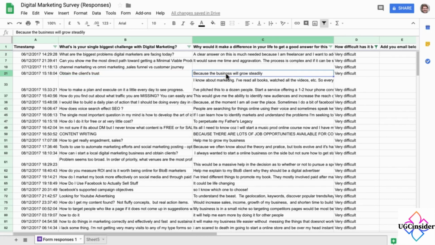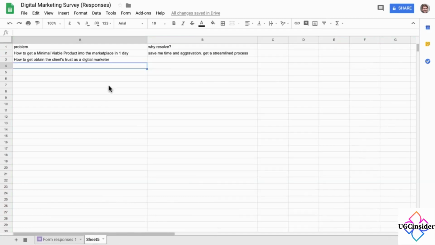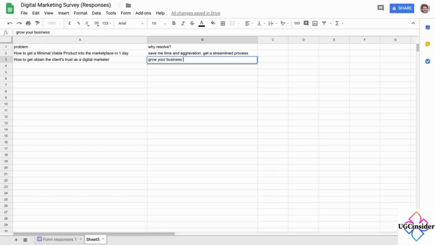And why would they want to do this? You know, grow your business steadily. That's why they want to resolve this, because they think trust is a big barrier to signing clients. And that's true. How can you get them to trust you? They're going to hand over money and access to, you know, their analytics or whatever. So this is a big barrier for a lot of people. How do you overcome that? That could be a great lecture or a course or a blog post or whatever. Could be a great piece of sales copy on a course or Facebook ads.